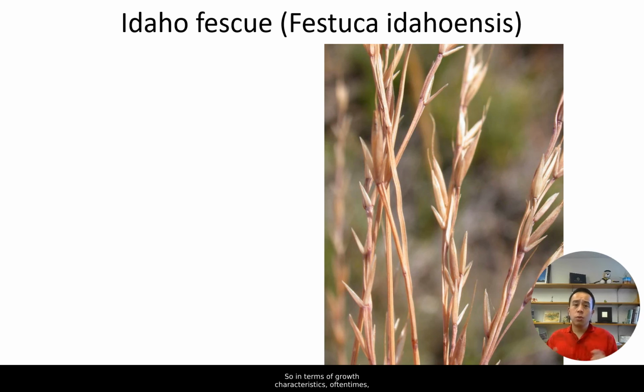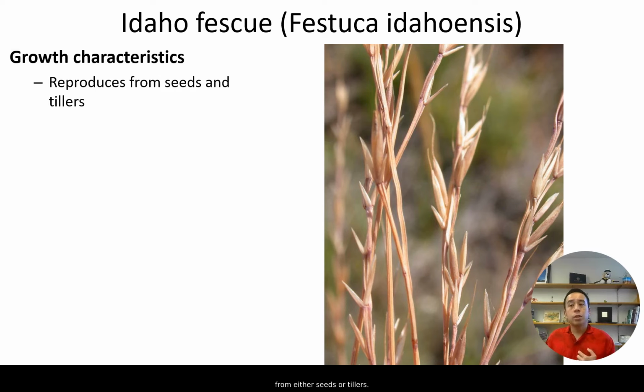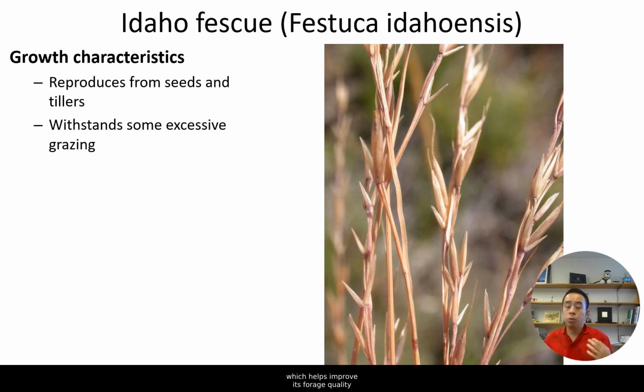So in terms of growth characteristics, oftentimes Idaho fescue, or Festuca idahoensis, reproduces from either seeds or tillers. It can also withstand excessive grazing, which helps improve its forage quality and actually makes it excellent forage for both wildlife and livestock. It typically occurs in high elevation areas that are typically rocky in terms of its soil type, and it's a cool season grass.